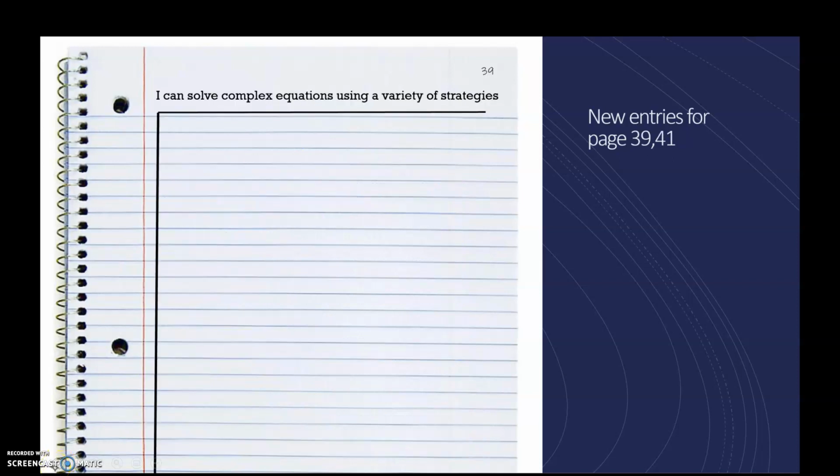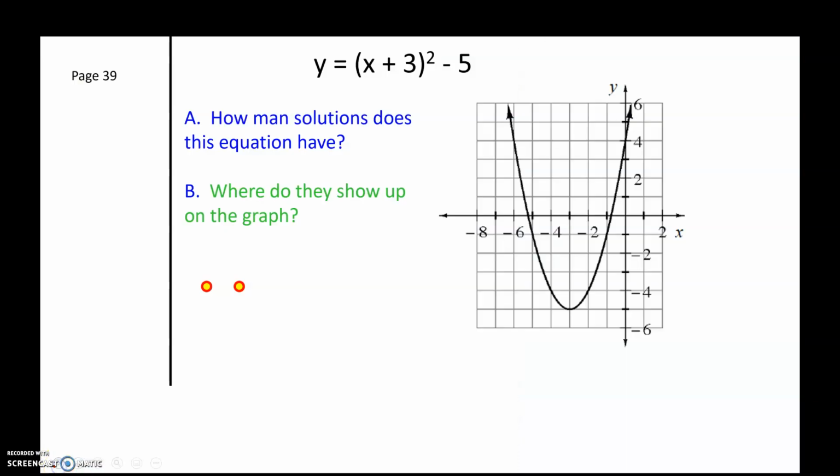All right, so the way I have this broken down, guys, is this is going to be how you set up page 41. So our learning target is to be able to solve complex equations using a variety of strategies. This is page 39. And the first thing you're going to put on page 39 is this information. So you're going to draw this out.